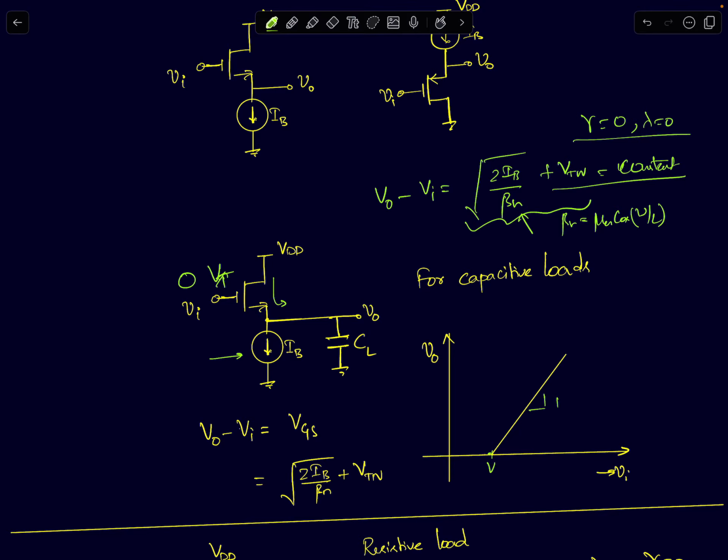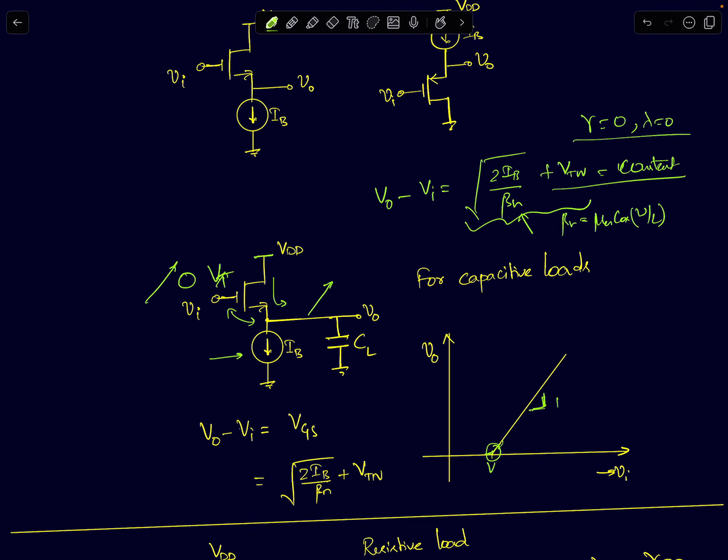So I should show some slight nonlinearity at the origin. After that, it will look like a perfect straight line because your VGS is always constant. Your current is not changing in the MOSFET, which means as you increase your gate voltage, source voltage should also increase by the same amount. This relationship will hold true as long as the device is in saturation region.